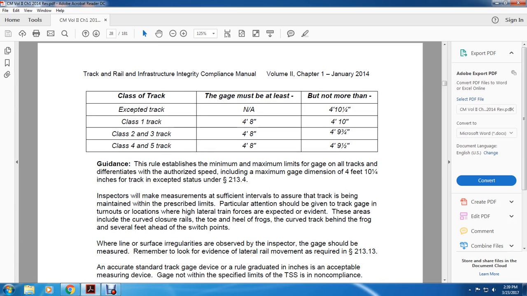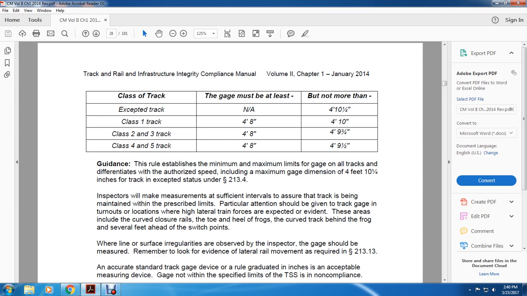Alright, guidance. Guys, the rule establishes the minimum and maximum limits for the gauge of all track, differentiated by authorized speed, including the maximum gauge dimension of 4 foot 10 and 1/4 inches for excepted track, with the exceptions stated in 213.4. Inspectors will measure at sufficient intervals to ensure that the track is being maintained within the prescribed limits.